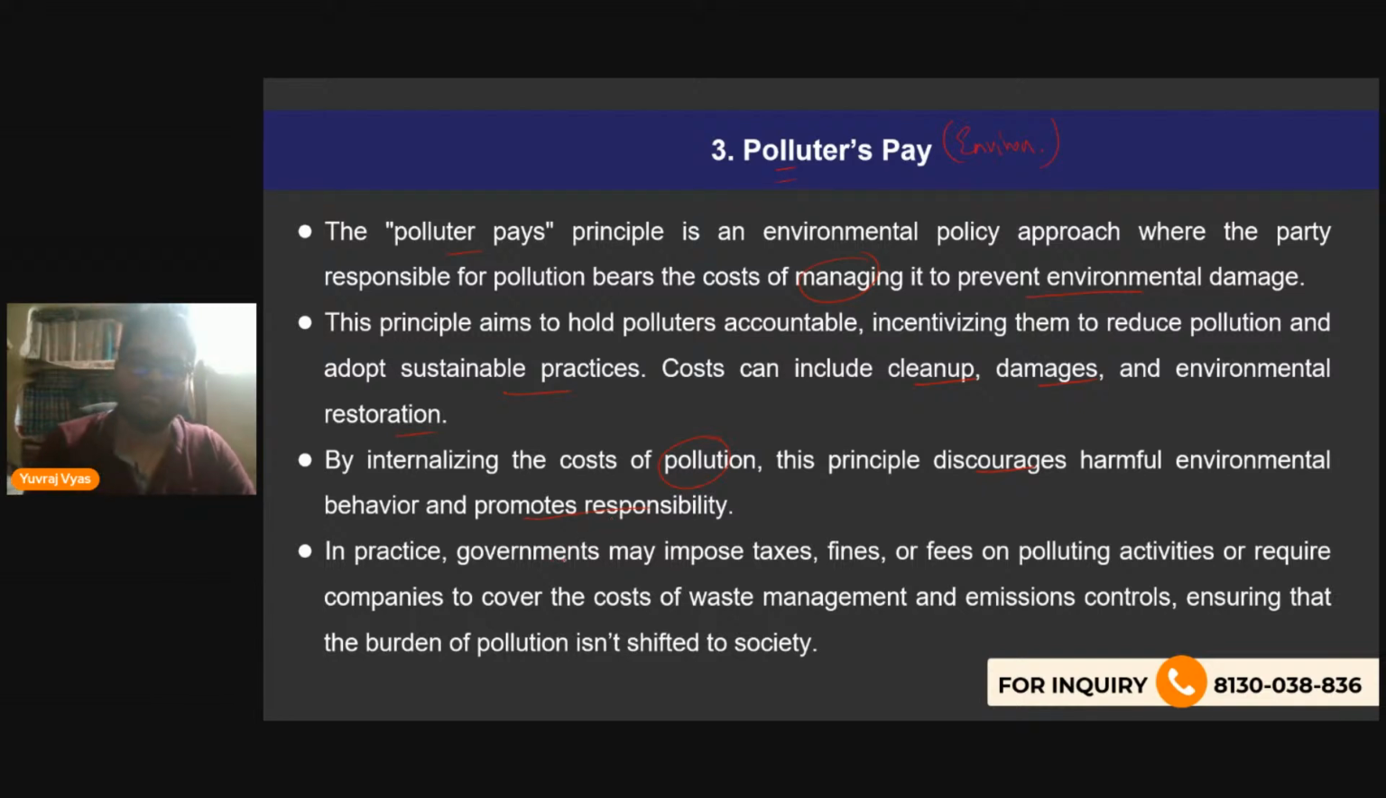So the company will be fearful that if I do something, then I only have to manage it. So this is the principle. In practice, government may impose taxes, fines, or fees on polluting activities, or require companies to cover the cost of waste management and emission controls, ensuring that the burden of pollution isn't shifted. So basically, making the polluter pay for whatever harm he's doing to the environment.